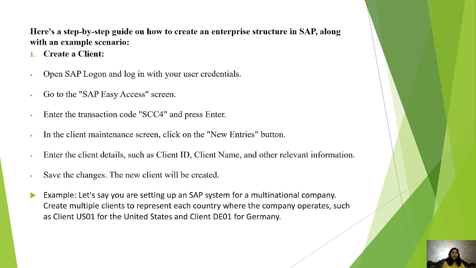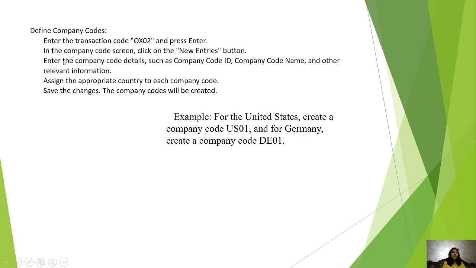Here is a step-by-step guide on how to create an enterprise structure in SAP along with an example scenario. Client: create a client. Open SAP Logon and log in with your user credentials. Go to the SAP Easy Access screen, enter the transaction code, and start a new entry. An example is given. Define the company code. The transaction code is OX02; press enter. Then, on the screen, click new entry, enter the company ID, assign the country to the company code, and save changes.